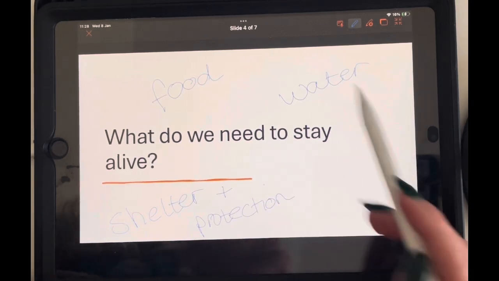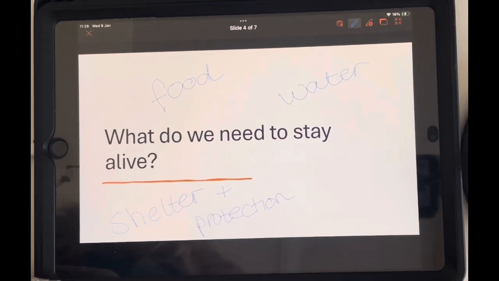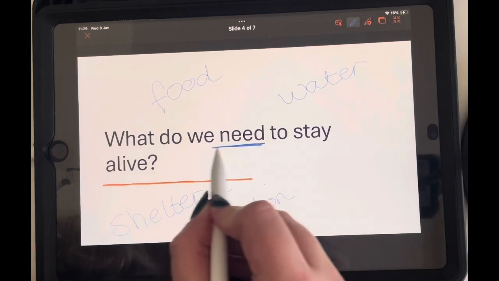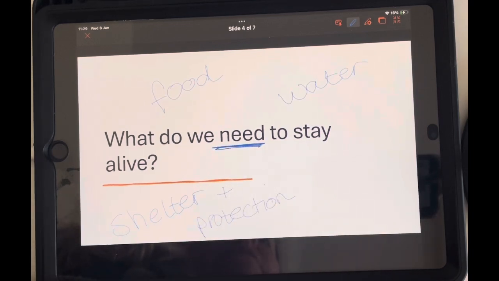Can you think of any more things that we need to stay alive? I know some of you might not be able to live without things like your consoles, like your PlayStations or your Switches. But that isn't a need. We don't need those to stay alive. We just like those. Think about what you need to actually live in this world as a human.